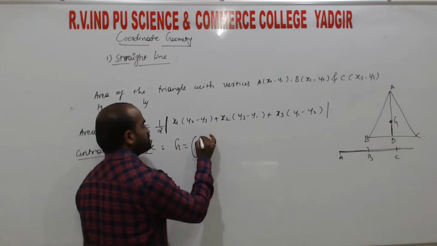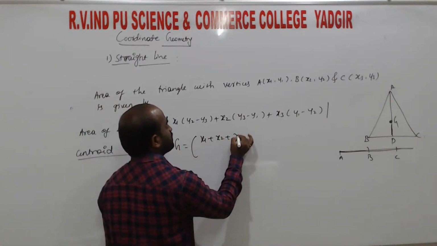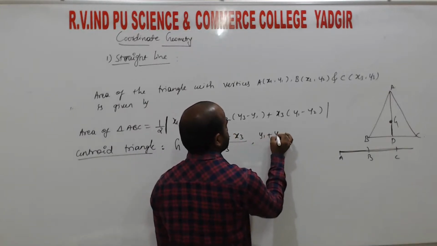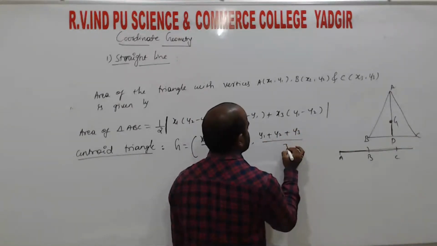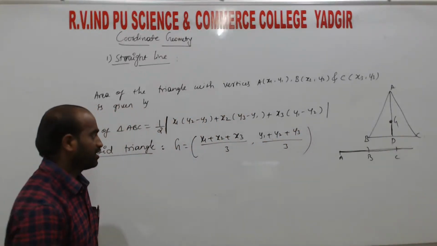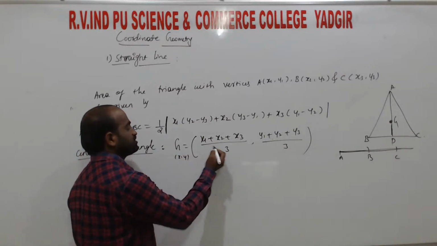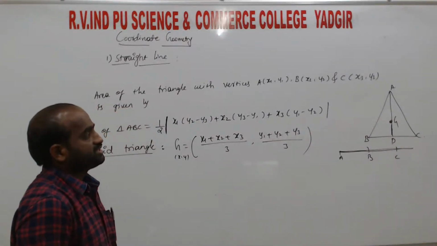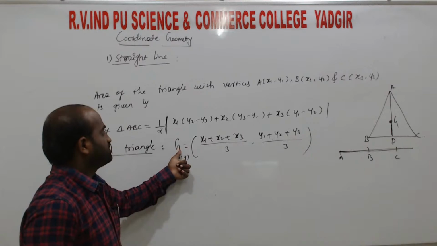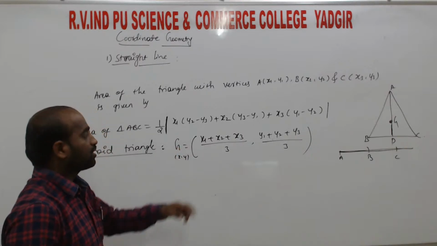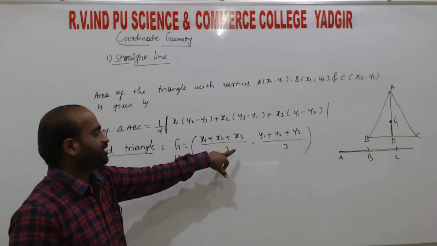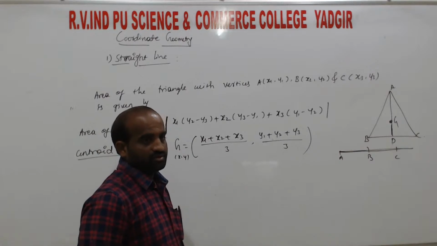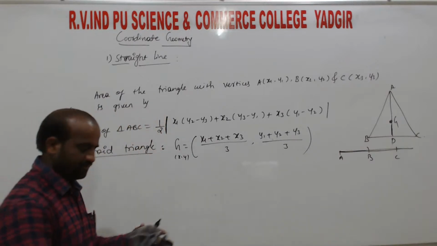G is equal to ((x1 plus x2 plus x3) divided by 3, (y1 plus y2 plus y3) divided by 3). This is the centroid of triangle, G of (x, y), with x coordinate and y coordinate. The centroid of triangle ABC is denoted by G. The formula is (x1 plus x2 plus x3) divided by 3 comma (y1 plus y2 plus y3) divided by 3.